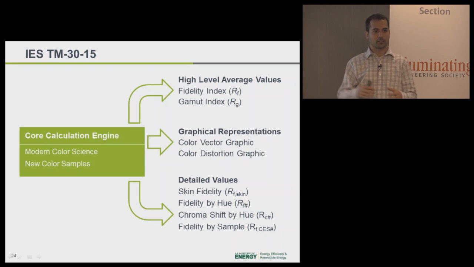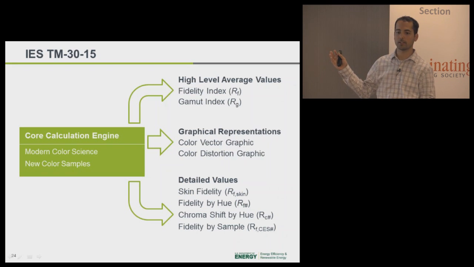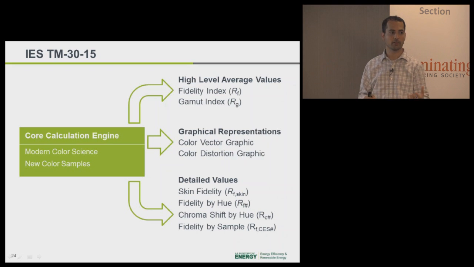The gamut index telling us the overall degree of saturation instead of just the fidelity index telling us the similarity to the reference. Again, I'll go through each of these more individually. We have graphical representations, so a simple visual way to make evaluations rather than numerical, and I think these are really useful.